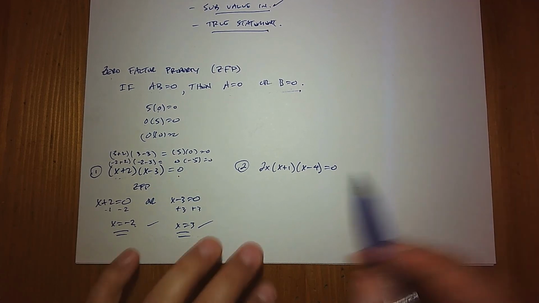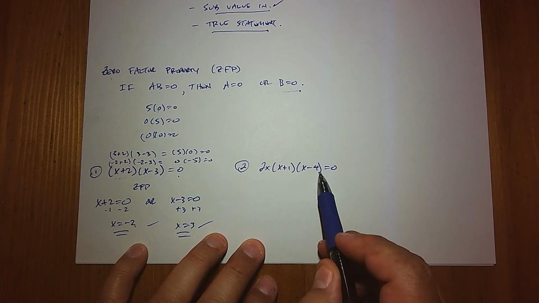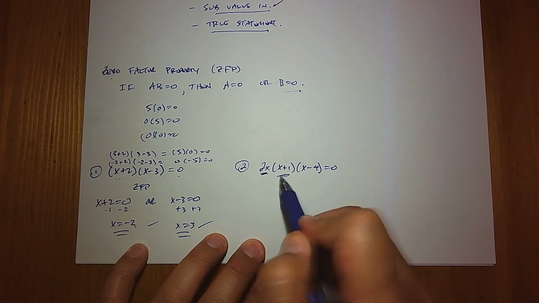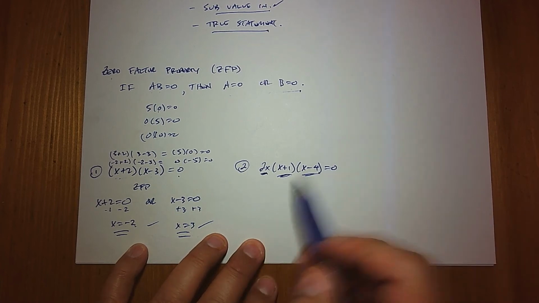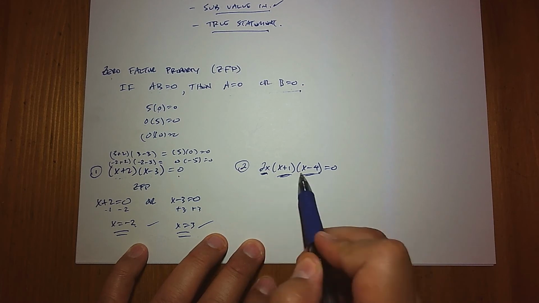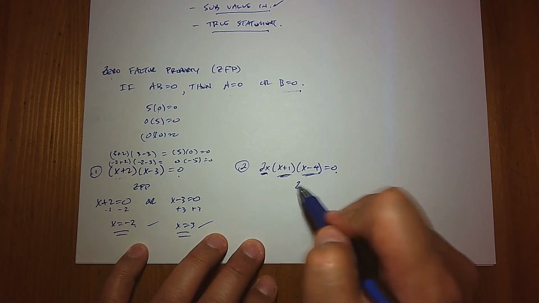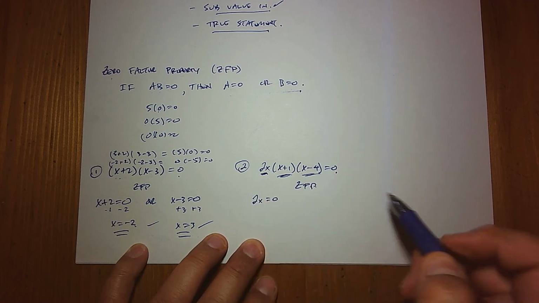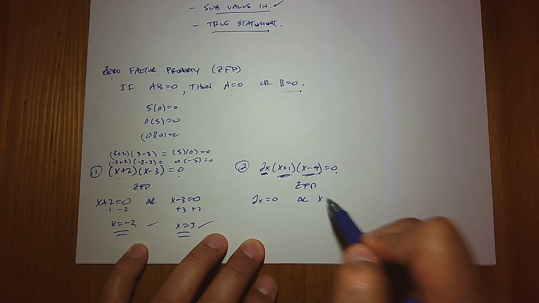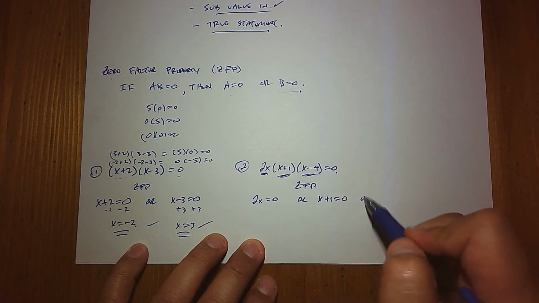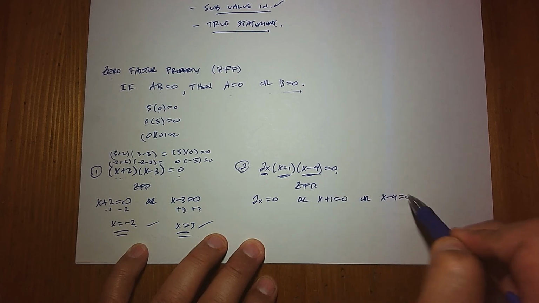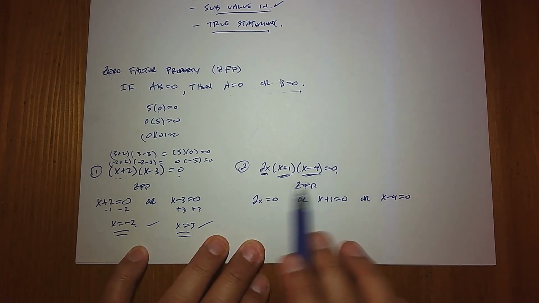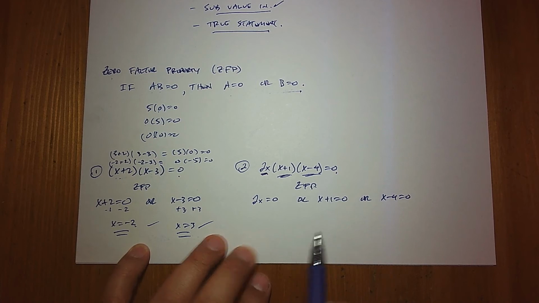All right, so it even works if I have 3 factors, right? So here's a factor, and there's a factor, but when I multiply these factors together, what I get is 0. So what does the ZFP say? Well, 2x has to be 0, or the x plus 1 has to be 0, or the x minus 4 has to be 0. One of these 3 factors has to be 0. It's the only way a product is equal to 0. And so now we can solve.